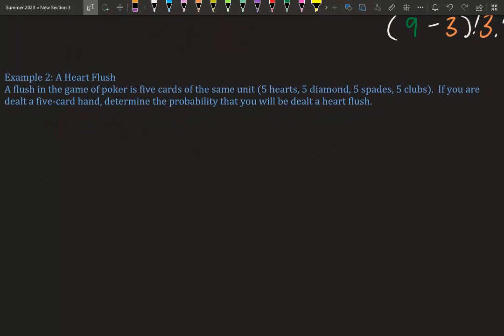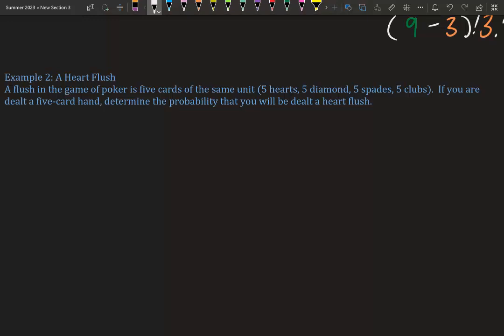Alright, let's talk about poker. A flush in the game of poker is 5 cards of the same suit. So you either have 5 hearts, 5 diamonds, 5 spades, or 5 clubs in your hand. So you have all the same picture, not the same shape, like the little clover or the diamond, and they're all the same color. If you are dealt a 5-card hand, determine the probability that you will be dealt a heart flush.